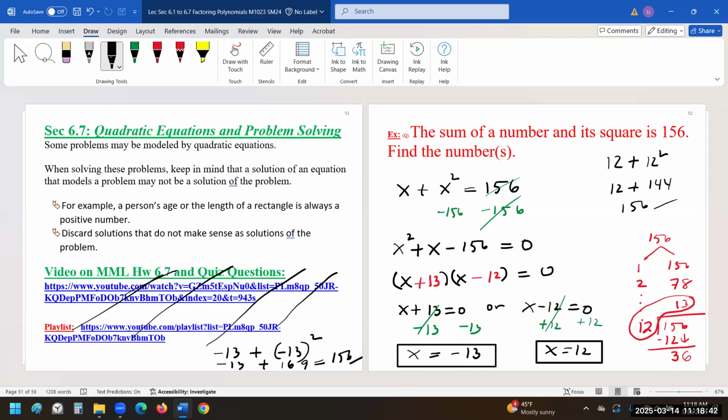So Miley was able to figure out one of them. We had two. One is 12, which was easier for her to figure out. But this one was harder. It's a negative number. You can never think of negative numbers, right? We always think of positive ones. So another one is negative 13. Both of them, when you add these numbers with their squares, the answer is 156.